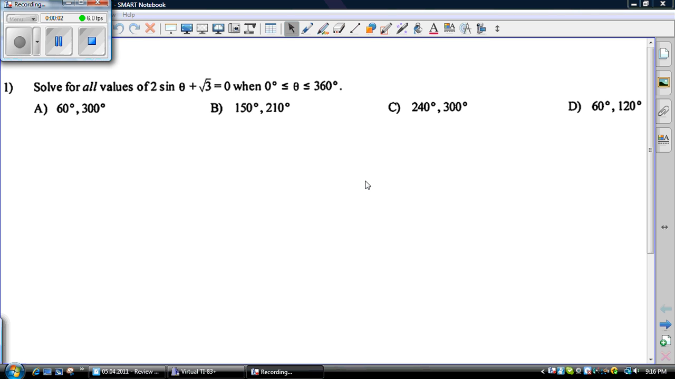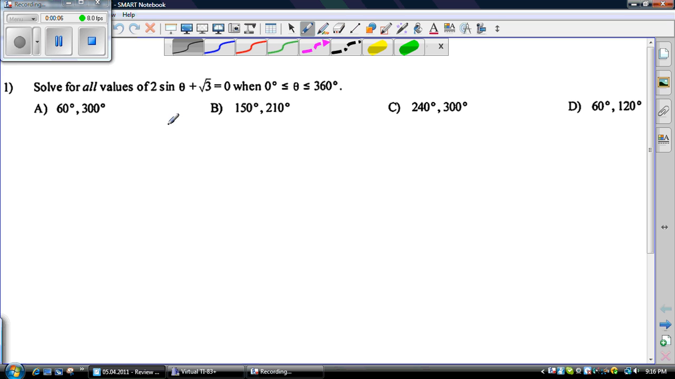Okay, so we're going to work on our review sheet for today. We have a big test tomorrow, and it's on solving trigonometric equations and graphs. Take a look at question number one.